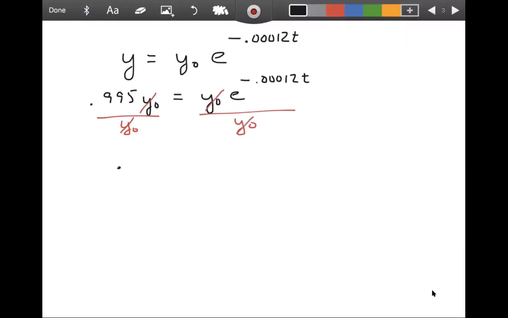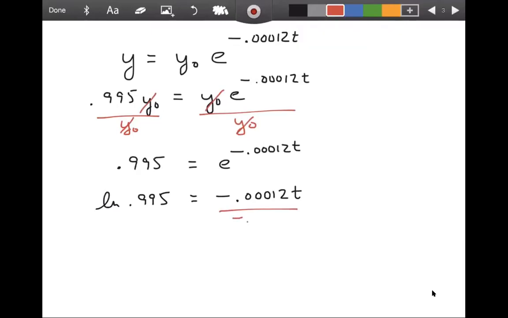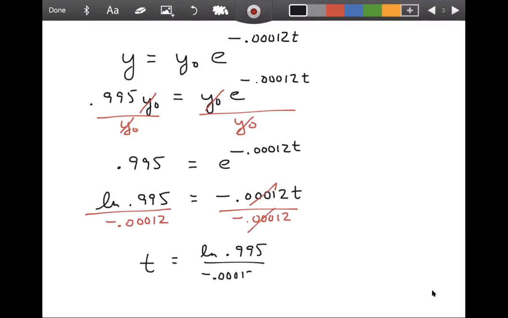And we're left with 0.995 = e^(-0.00012t). And now if we take the natural log of both sides, we get ln 0.995 = -0.00012t. Dividing both sides of this equation by -0.00012, we get that t, the age of the forgery, is ln 0.995 divided by -0.00012, which is about 42 years. All right. So this thing is definitely not from the 1600s. It's only about 42 years old. Definitely a forgery.